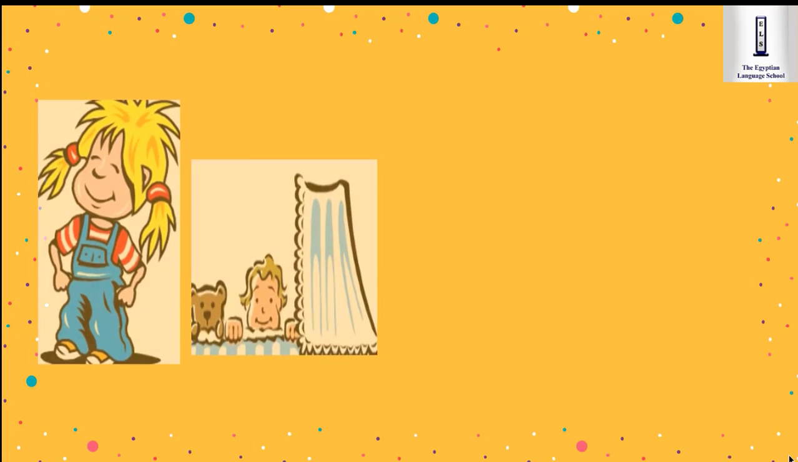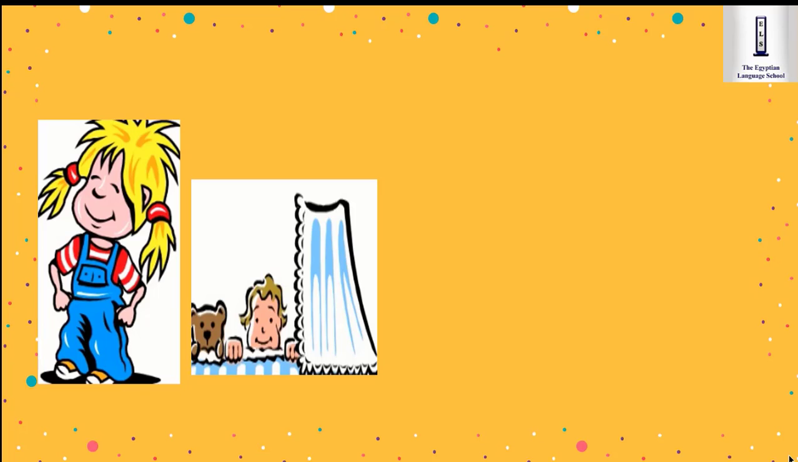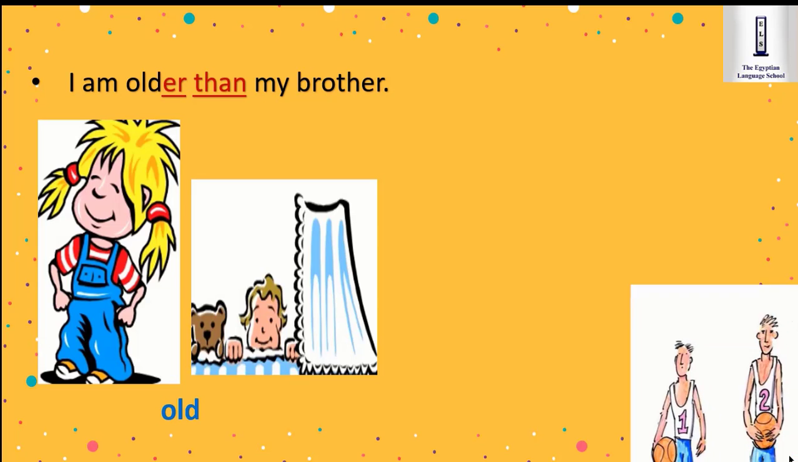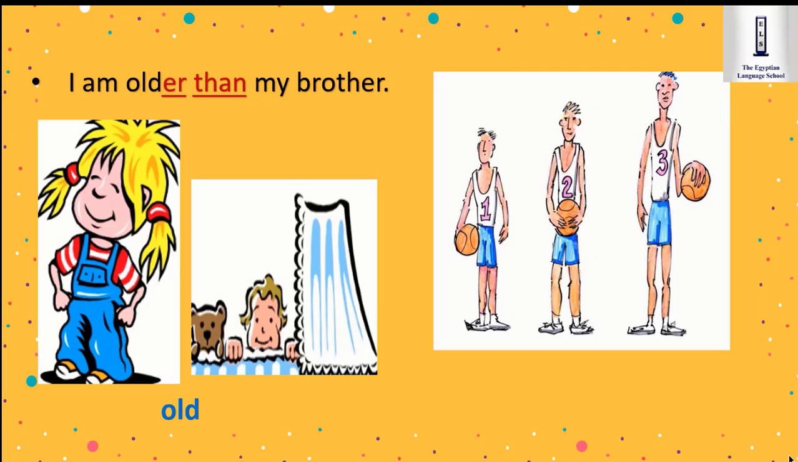Let's start practicing. Look at the picture. How can we compare between the girl and her brother using old? I'm older than my brother. Here we compare between two persons, so we will use comparative adjective. What about comparing the third player to other players using tall? The third player is the tallest. Here we compare one person to more than one person, so we will use the superlative adjective.